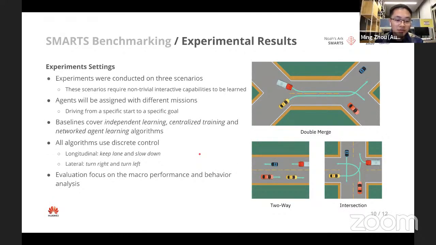To validate the functionality of the benchmark, we conducted experiments on three increasingly challenging driving scenarios. All of them require non-trivial interactive capability to be learned, and agents in each scenario are assigned different dimensions. Specifically, they are required to drive from a specific start to a specific goal. The tested seven baselines cover three different multi-agent reinforcement learning paradigms, and the evaluation focuses on both macro performance and behavior analysis.